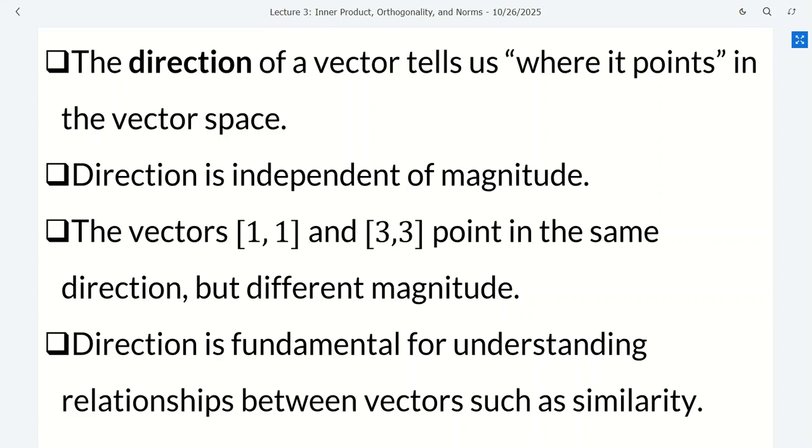We also spoke about direction. We said the direction of a vector tells us where it points in vector space. So the direction and the magnitude are two independent things. They don't depend on each other. The direction doesn't depend on the magnitude. They are two different things.